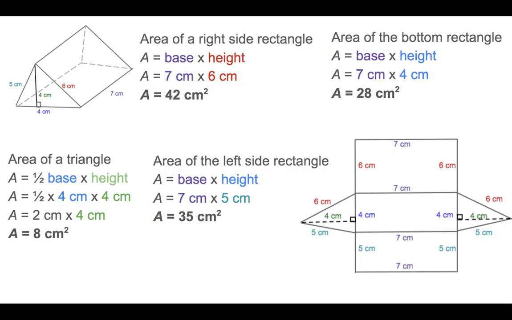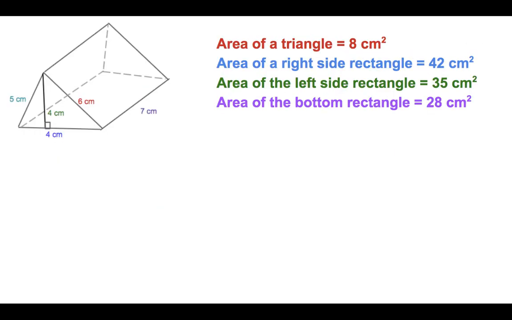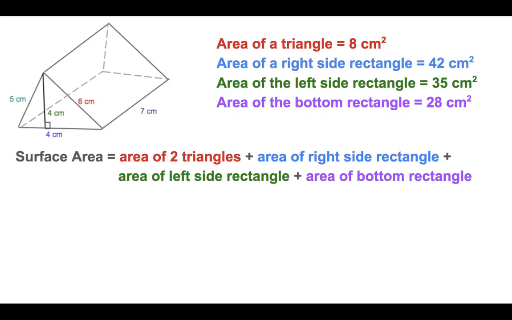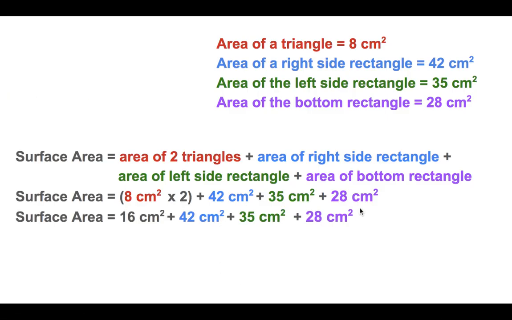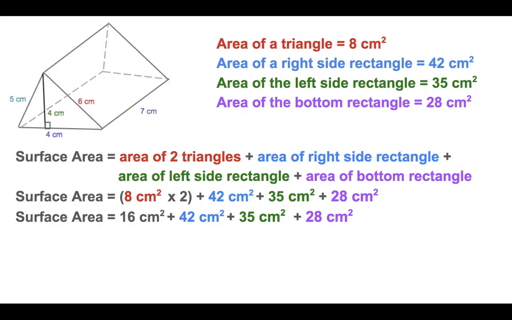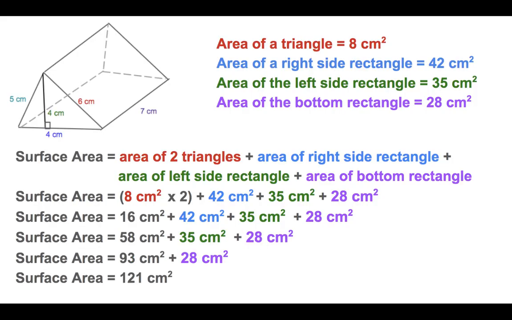Last thing I need to do is add them all together. And remember that we've got the area of the triangle being 8, the area of the right side 42, the left 35, and the bottom 28. Don't forget that it's the area of 2 triangles though, and then we add all of our 3 rectangles together. So I have 8 squared centimeters multiplied by 2, again, 2 triangles, plus the 3 rectangles. So 16 plus the 3 rectangles gives me a total of 121 squared centimeters for the surface area.